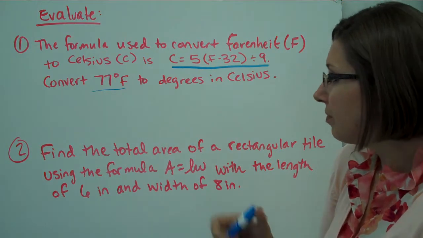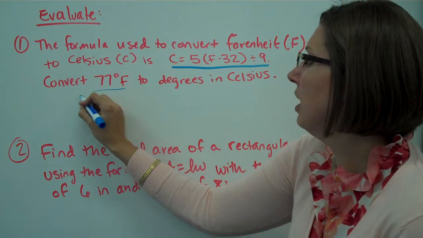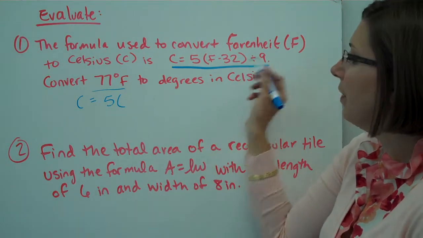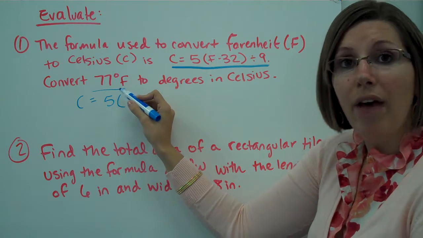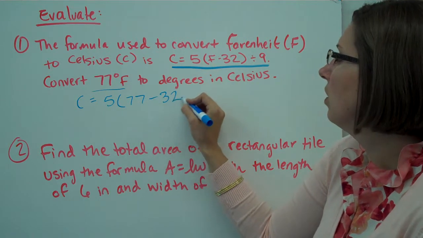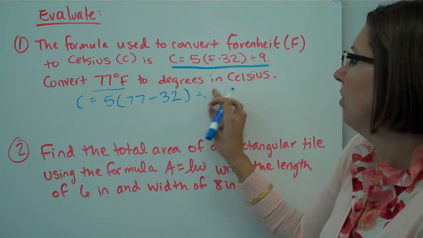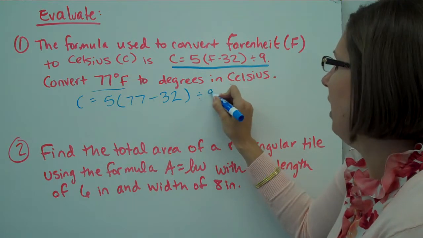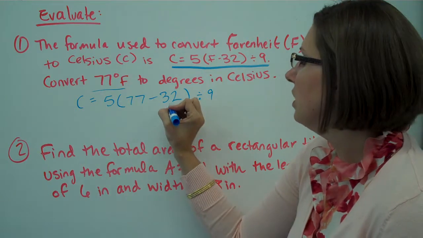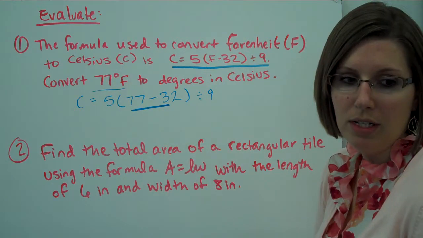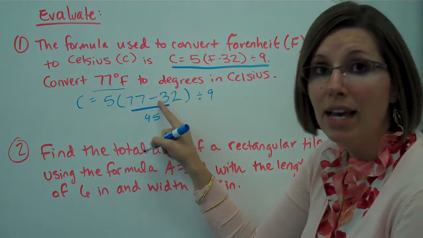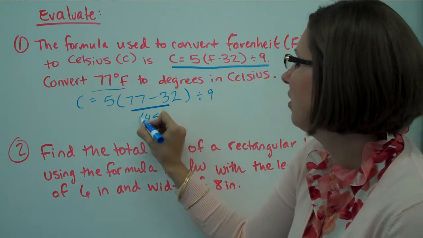So I'm going to substitute using the formula. C equals 5 times the quantity of F, was Fahrenheit, and it's telling me that instead of F, I'm going to use the number 77. Take away 32, close my parentheses, and then whatever that is will be divided by 9 at the end. So now we're going to solve using order of operations. Parentheses first, 77 take away 32 is 45.